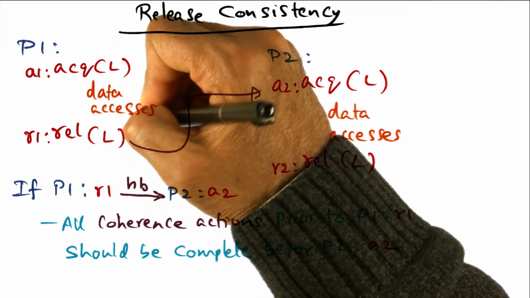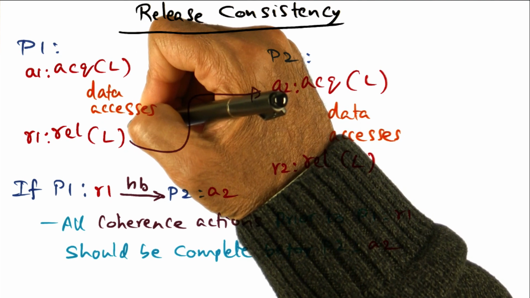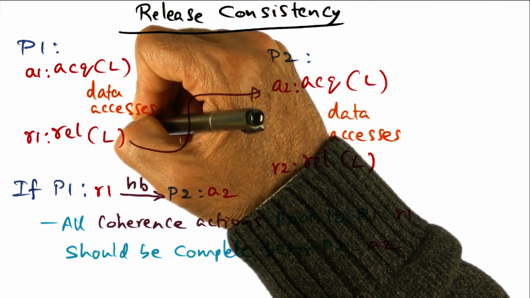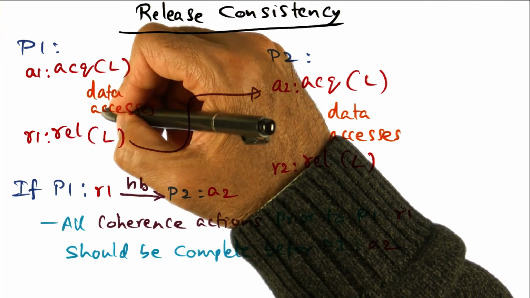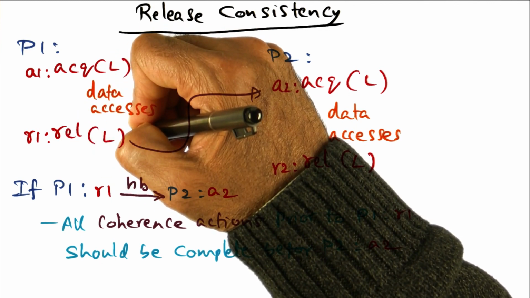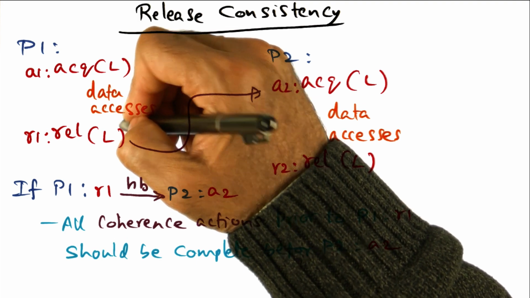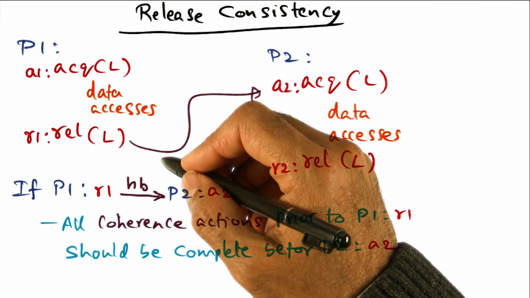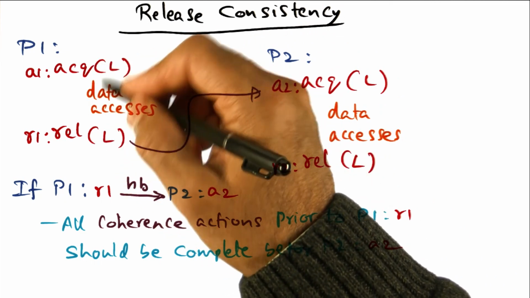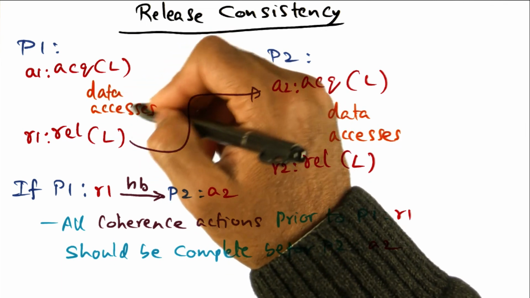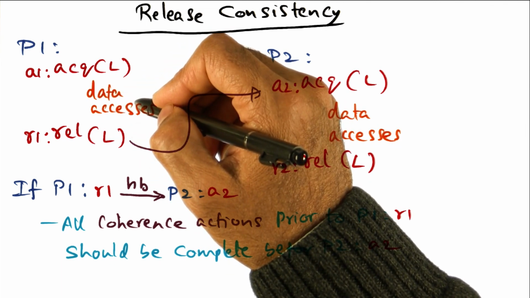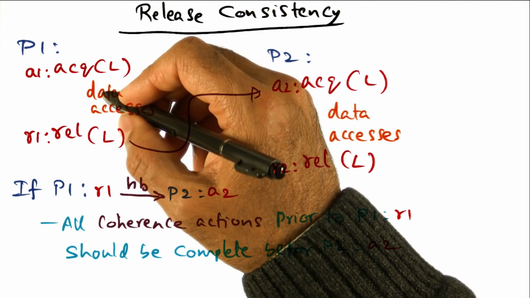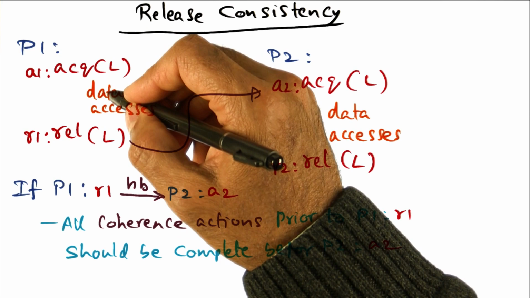We only have to block the processor at a release point to make sure that any coherence actions that may have been initiated up until this point are all complete before we perform this release operation. That's the key point that I want you to get out of this release consistent memory model. So the release consistent memory model allows overlapping of computation on P1 with communication that may be happening through the coherence mechanism for completing the coherence actions corresponding to the memory accesses that we are making inside the critical section.